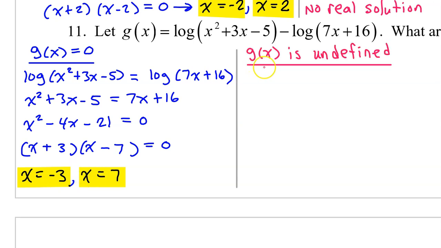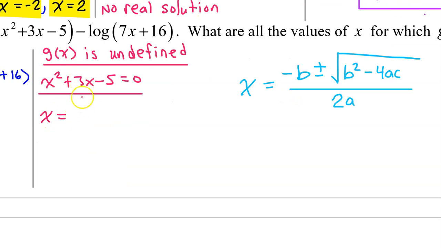Next, we need to talk about where g of x is undefined. It will definitely be undefined when the argument on the inside of either one of these log expressions is equal to 0. So let's set x squared plus 3x minus 5 equal to 0 and solve. 5 only factors as 1 times 5. That will not give me a middle of 3x. So we're going to have to use the quadratic formula again.